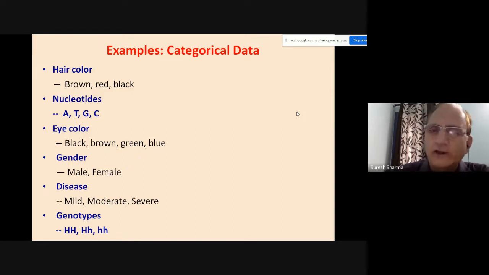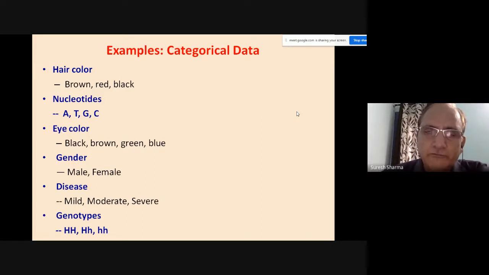Gender can be coded as 1 and 2. Disease severity, mild, moderate, severe, you can write 1, 2, and 3. Genotypes, depending upon which one is dominant and which one is recessive, you can write 0, 1, and 2. All this kind of data, which was in the form of a certain label, is easily convertible into numeric form. And this is what we mean by categorical data.